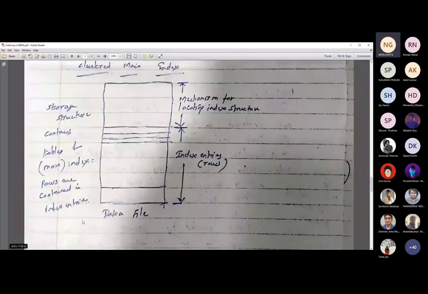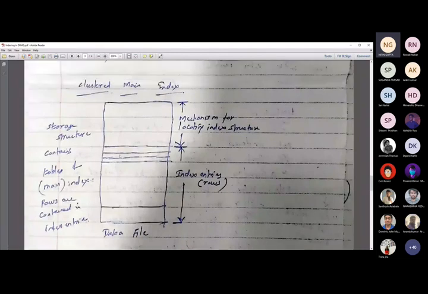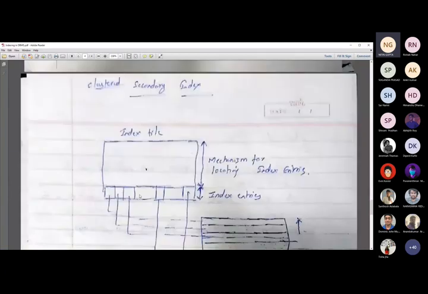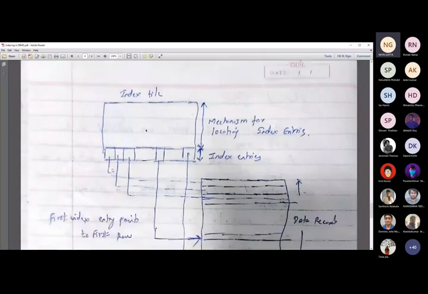So this is how the clustered main index is organized. You have some storage structure containing tables and index, right? At the top level you have a mechanism for locating the index structure. Then you have index entries and the data file. And finally there is the clustered secondary index, right?